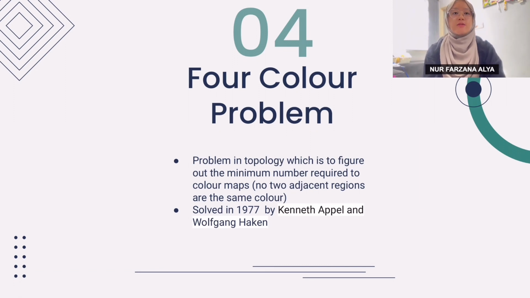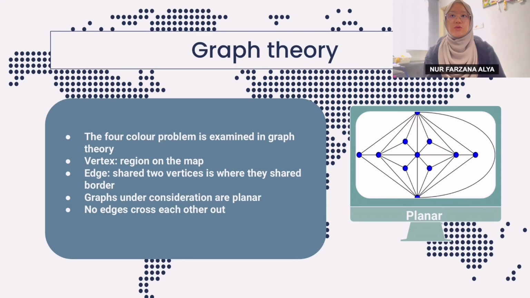So the 4-color problem is a problem in topology which is to figure out the minimum number required to color maps, where no two adjacent regions are the same color. Later on, it was solved in 1977 by Kenneth Appel and Wolfgang Haken. So, the 4-color problem is examined in graph theory, where the vertex will represent the region on the map, and the edge, where they share 2 vertices, is where they share a border, and the graphs under consideration are planar. We can see that as the picture shown beside, and no edges cross each other.